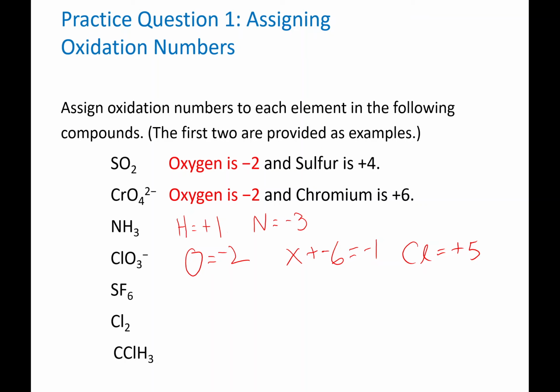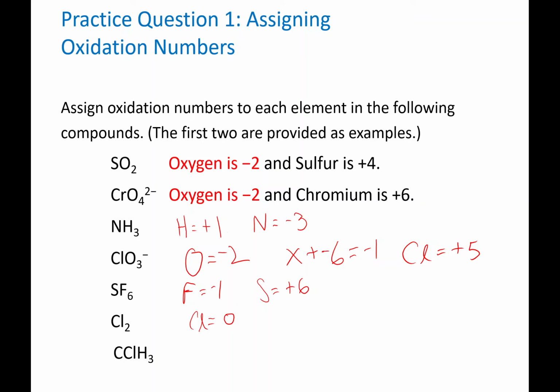Okay. SF6, moving on. Fluorine is a halogen, so it's going to be a -1. That means sulfur has to be a +6. Cl2, this one's easy. Chlorine, that's its elemental form, so the oxidation number here is just 0.